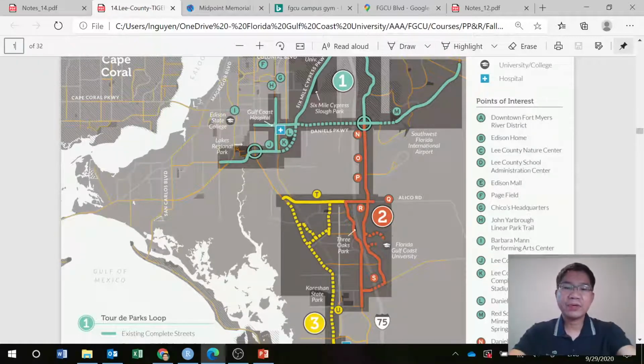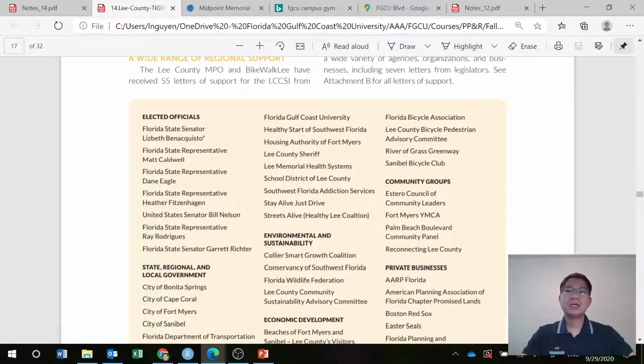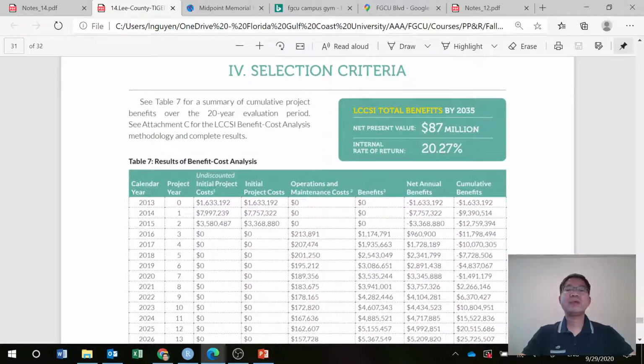And as a matter of fact, you can see on page 17, Project Party, that Florida Gulf Coast University also gets benefit from this project. And let's go back to the slide that I showed you in the lesson 1 video. To evaluate this project, whether it's viable, we need to evaluate the cost and the benefit and the disbenefit, etc.